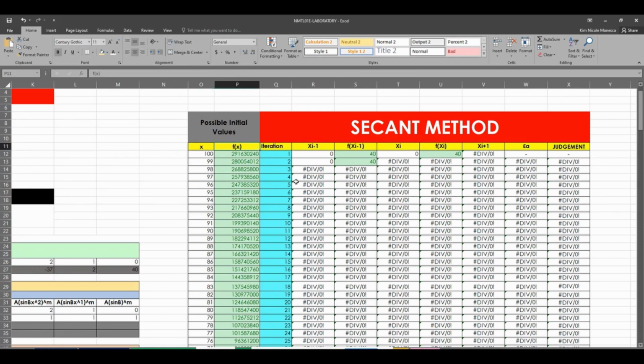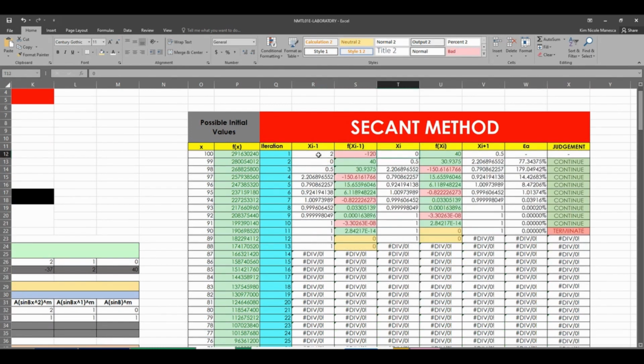Going to the secant method table, this column would be the first guess or the first value that we assume, while this column is the second guess or the second value that we assume. As the initial guesses were put in the table, it will automatically solve for the following columns based on their assigned formulas to be solved. Let's try 2 and 3.